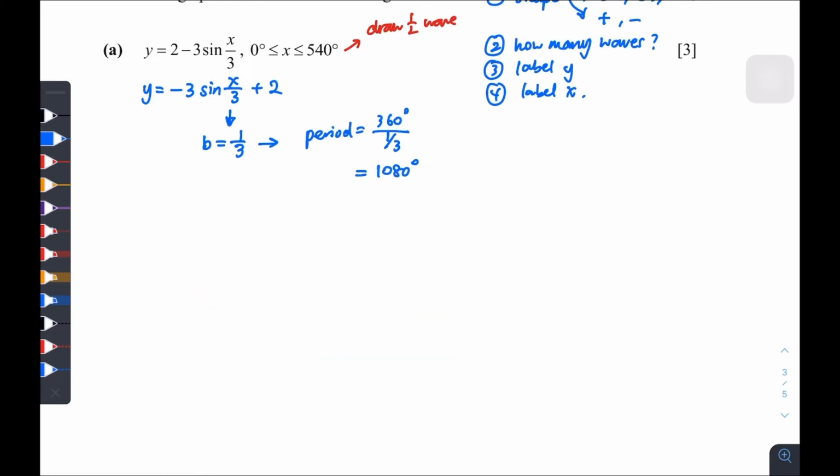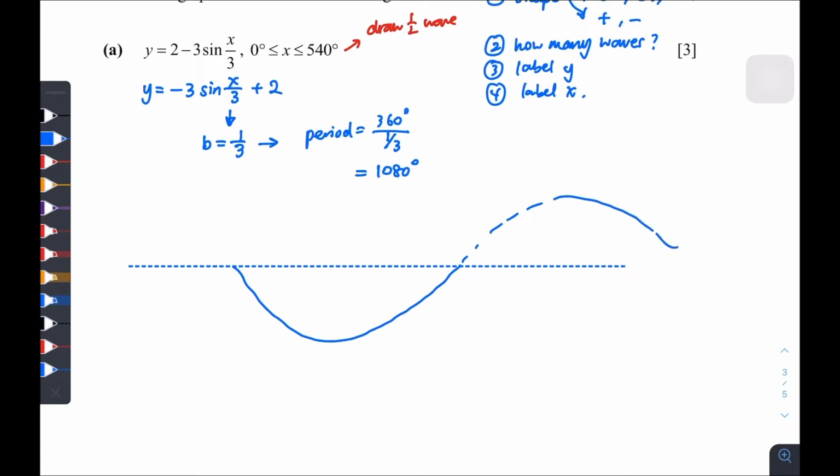Or maybe if you want, you can use a dotted middle line to guide you. So if you have the middle line, then you have something like this. The full wave is going to be like this all the way to 1080, but we're just going to draw half a wave. Okay, so let's label the y first.